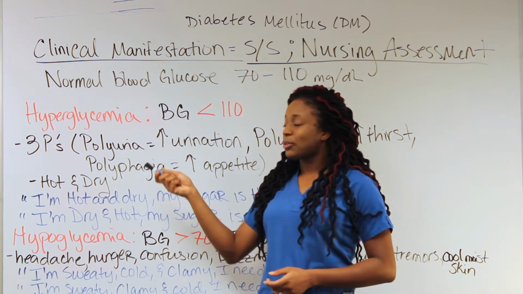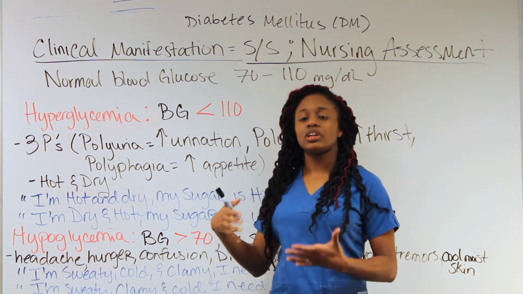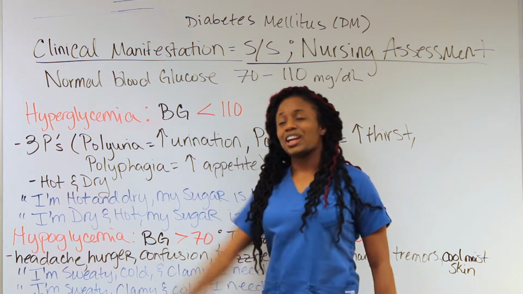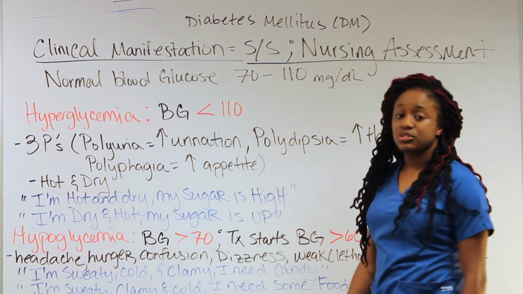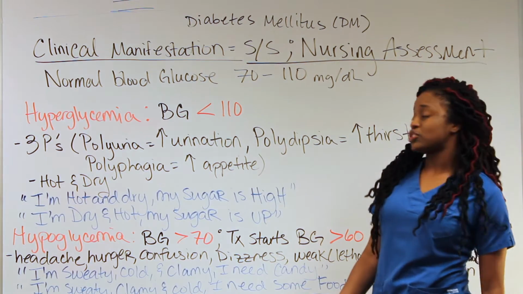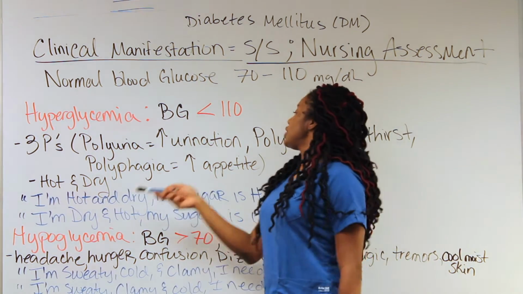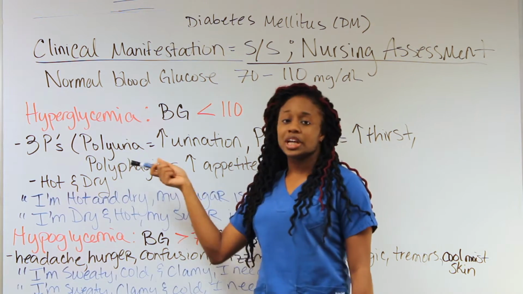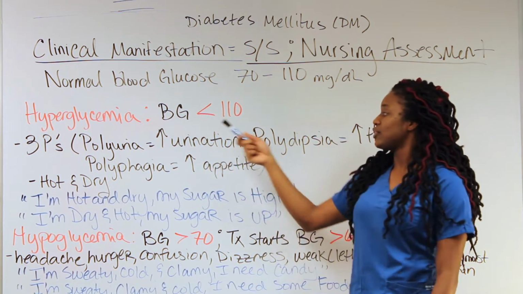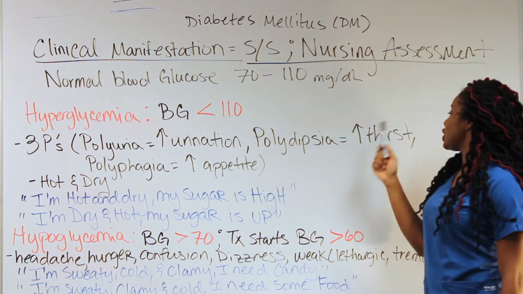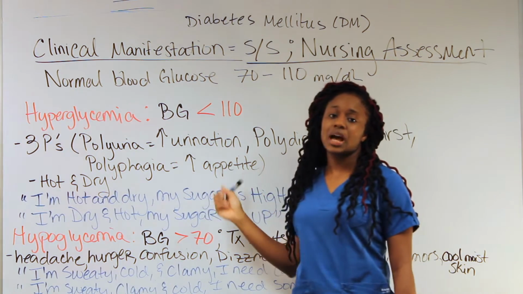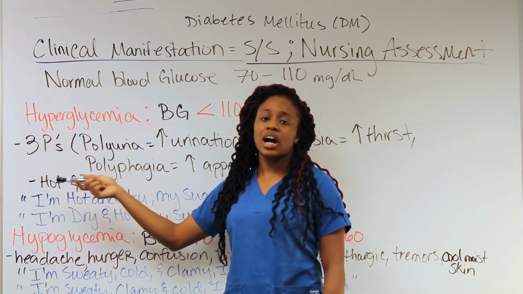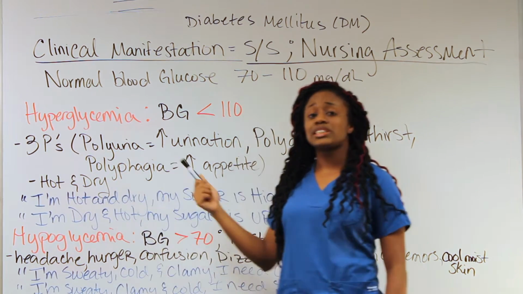Now, with hyperglycemia, what are you going to see a patient exhibit, okay? You have the 3 famous P's, all right, which are going to let you know if this patient has high blood sugar. You have polyuria, polydipsia, polyphagia, all right? Poly means many, uria is urine, so you're going to have increased urination, increased thirst, and increased appetite, okay? You're also going to see the patient complain about being hot and dry, all right, which makes sense.